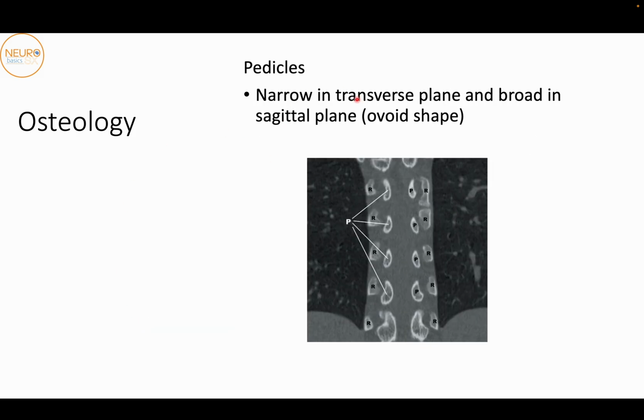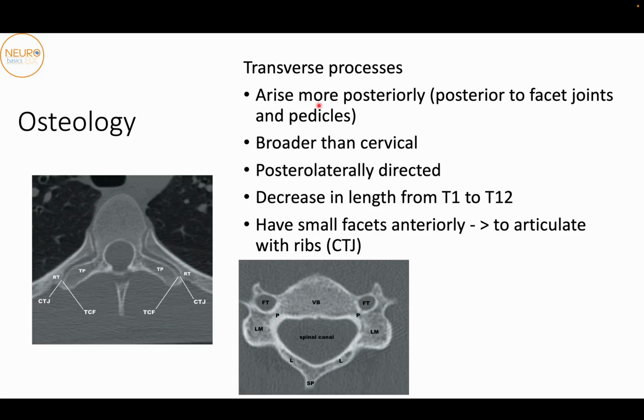Now the pedicles are ovoid shaped. So if you look at this coronal section, they are going to be longer in the sagittal plane than they are in the transverse plane. So they are ovoid shaped. So we have the vertebral body, and then from the vertebral body we have the pedicle arising over here. And at the junction of the pedicle and the lamina, that is where the transverse process arises.